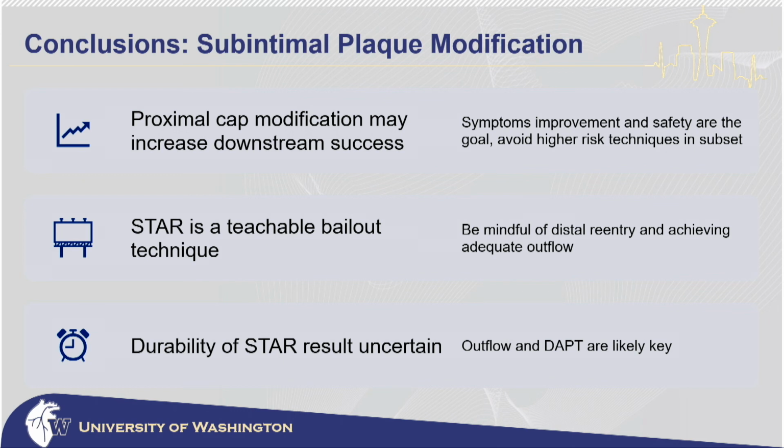But we need to be mindful of your distal reentry and what those downstream consequences are. Finally, I think the durability of this STAR result is quite uncertain when you have diffuse distal dissection planes, so being mindful about our case selection is important, and we have a lot to learn from that, including a trial looking at the timing of when to bring people back. But clearly, to some component, both outflow and DAPT are key, I think, to improving those long-term results.